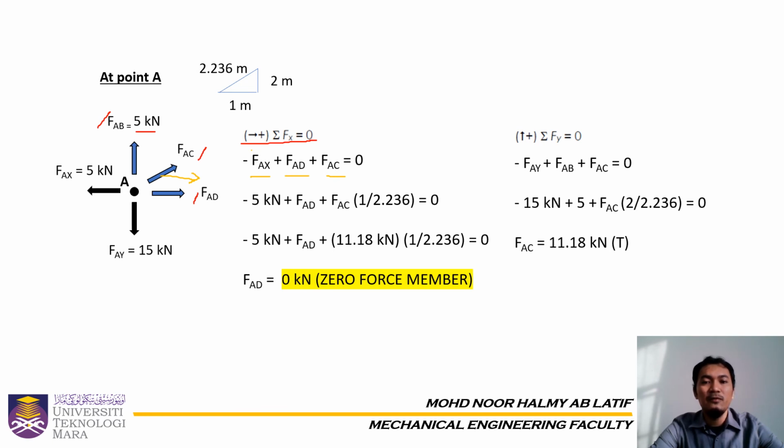Using the summation of force Y equal to 0, we have three forces, which are FAY, FAB, and FAC in Y direction. By solving it, we find FAC is equal to 11.18 kilonewton, which shows that the member is in tension.